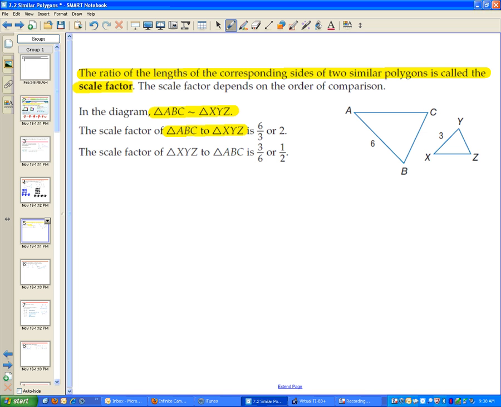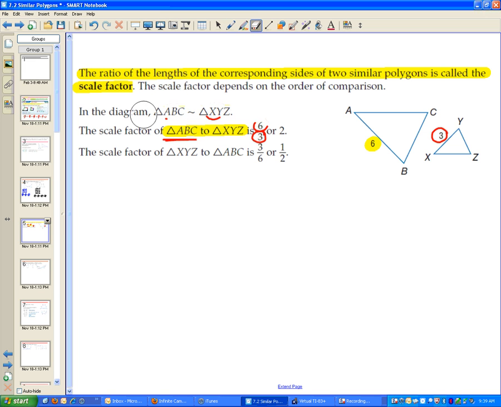So look, let's do it this way. Doesn't side AB correspond to side XY? So the length of AB, if that's the triangle I need to put first, is your numerator, leaving the length of XY to be your denominator. So the scale factor is 6 to 3, or 2, because 6 to 3 simplified is 2.